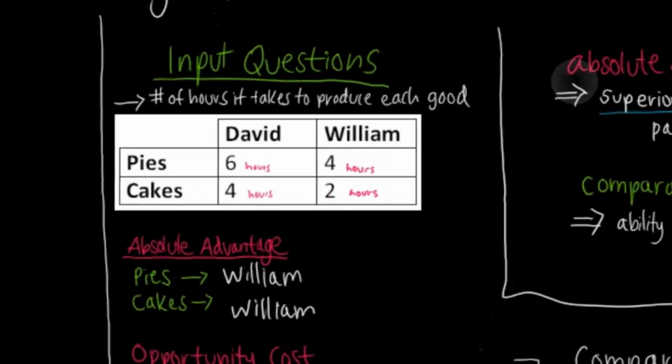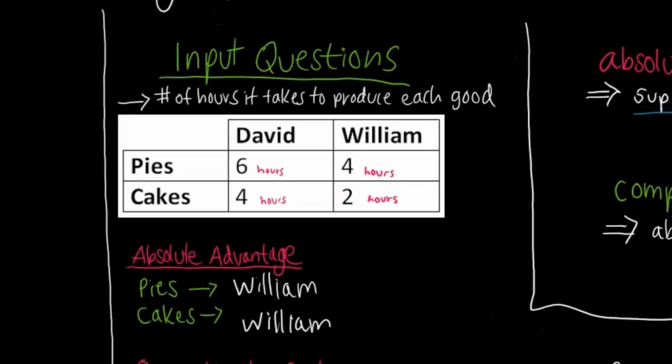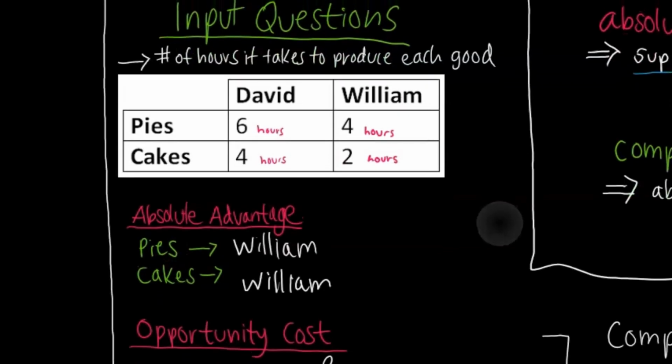All right, now that we've dealt with output questions, we have a very similar concept in input questions. Input questions refer to resources like fuel and labor that you have to put in to produce a certain good. In our case, we have the number of hours it takes to produce each good. For David, it takes 6 hours to produce one pie and 4 hours to produce one cake. For William, it takes 4 hours to produce one pie, etc. So the one with the absolute advantage in producing both pies and cakes is William, because William takes less time to produce both pies and cakes.